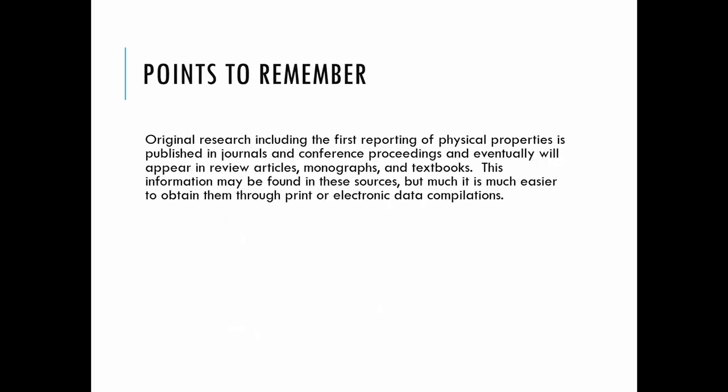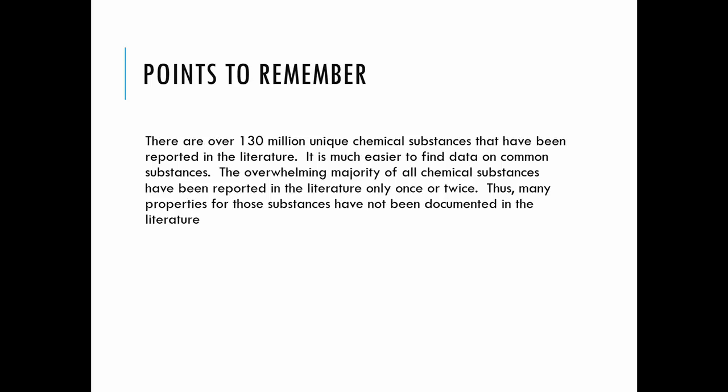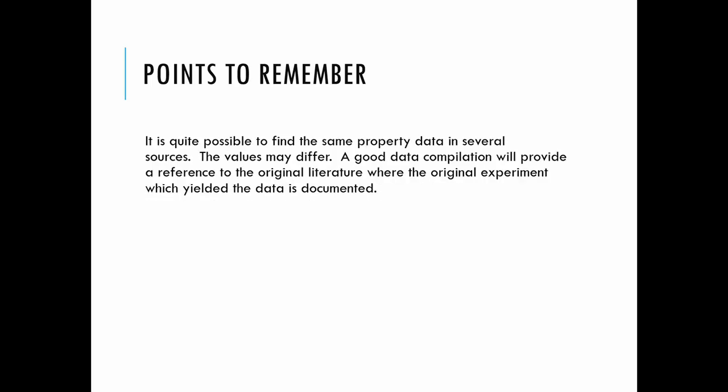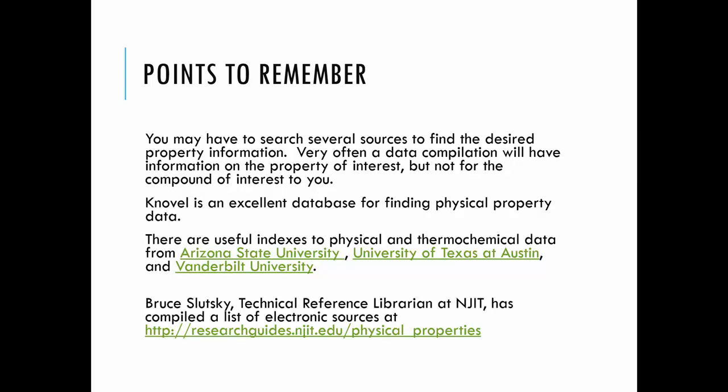Okay, so original research is done in journals, but it's very hard to find physical property data in journal articles, so you hopefully can find it through data compilations. And there are over 130 million unique chemical substances, but probably you're only interested in the most common. And also there's a lot of redundancy. You can find the same property data in several sources. Again, look at those indexes, but I think the most important thing is to use that research guide.